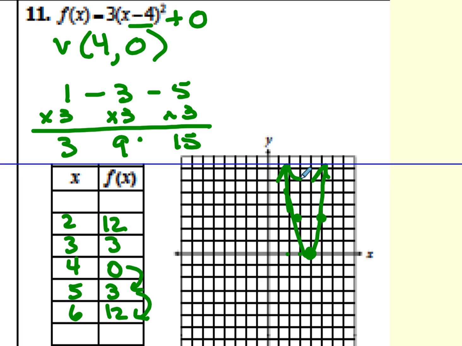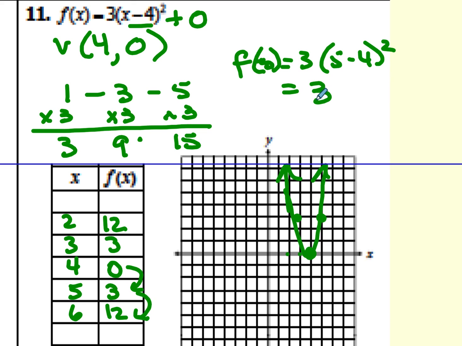And let's double check our math. If I say, what is f of 5? I get 3 times 1 squared, which is 1. 3 times 1 is 3, which is exactly what we started with.